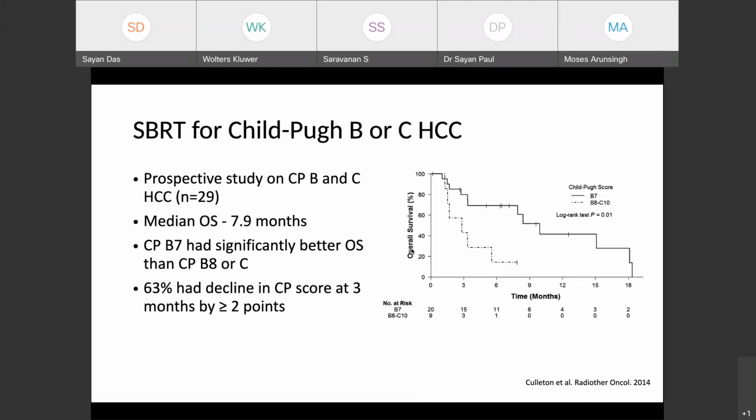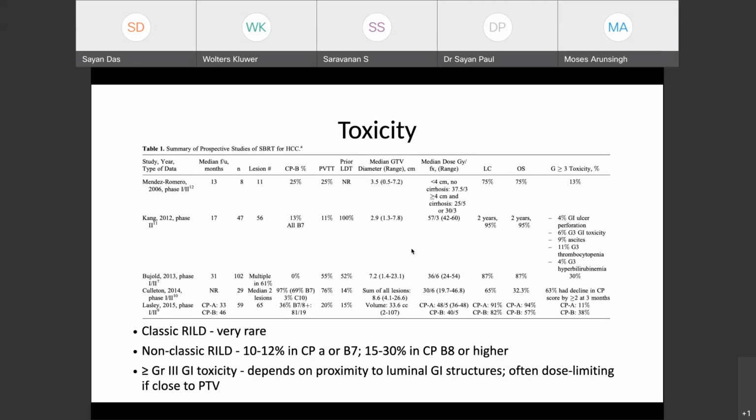I'm showing you only one prospective study on CPB and C group of patients. Again, you see median OS of around 8 months only. But what I want to point out is that the CPB7 had a significantly better overall survival. So this group of patients may be feasible for SBRT. But again, Child-Pugh B8 or anything higher is probably a no-no for SBRT because you tend to have more liver toxicities.